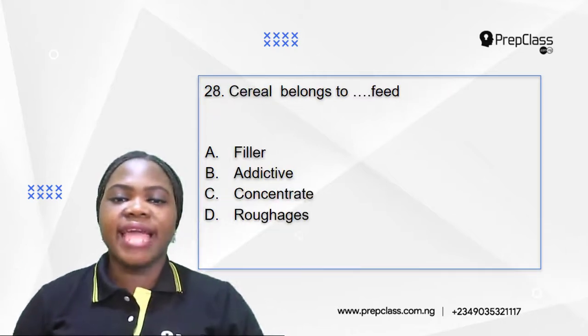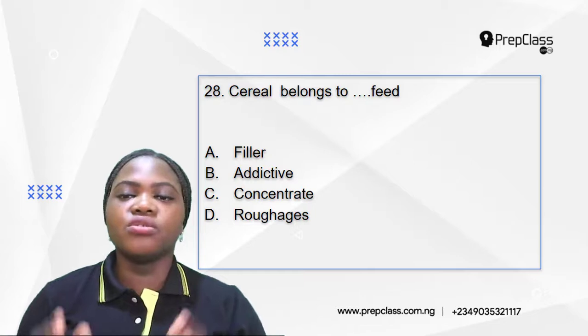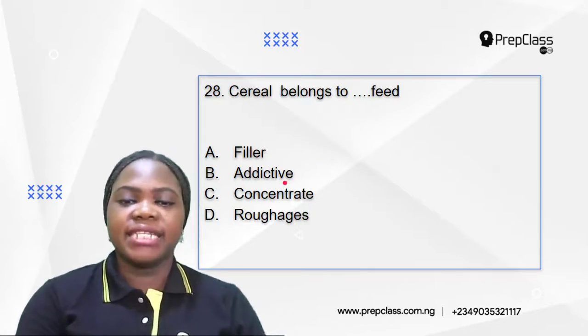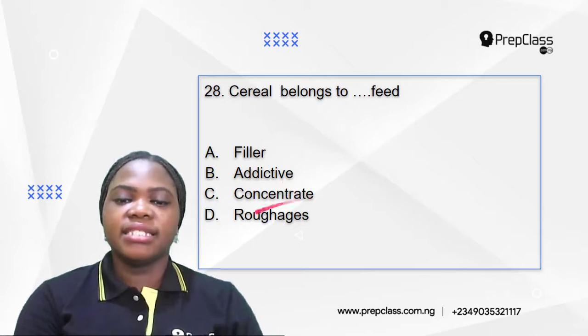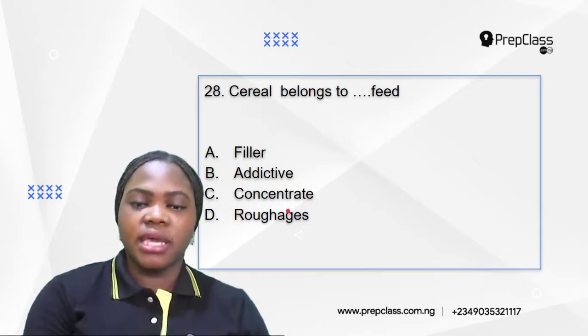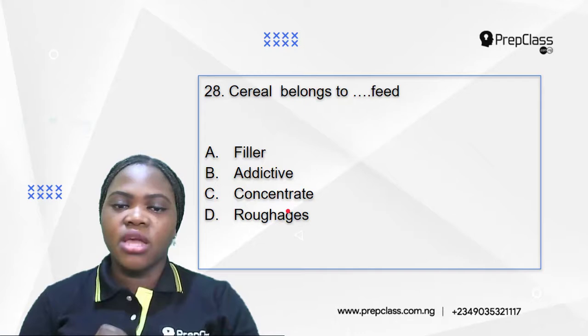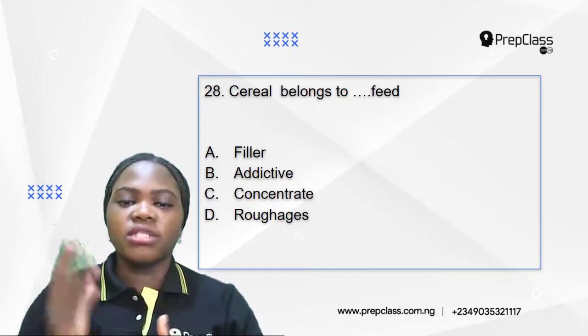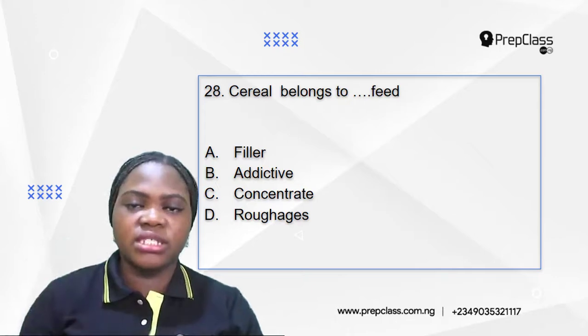Now, number 28. Cereal belongs to dash feed. A. Filler, B. Additive, C. Concentrate, D. Roughages. Okay, so for us to be able to answer this, we need to know what filler is, what additive is, what concentrate is, and what roughages are.